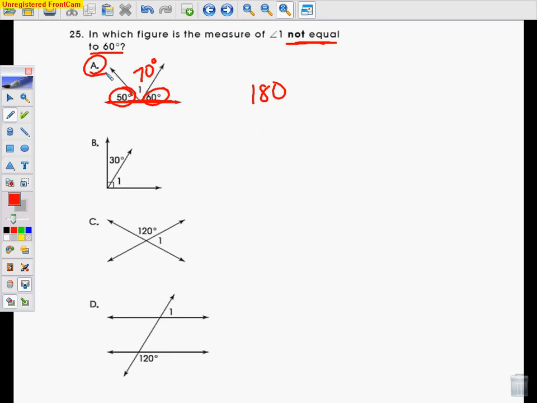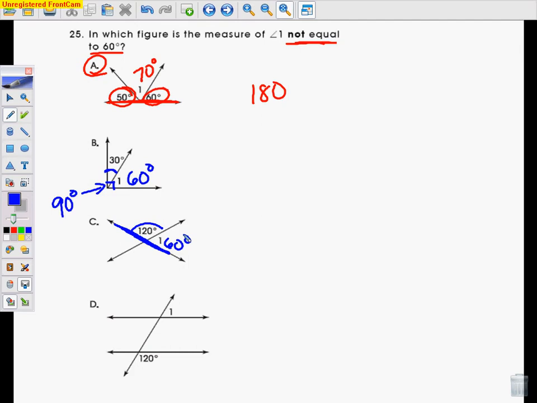So in part B, notice that we have this little box here. That means that this is 90 degrees. The total is 90 degrees. So we already have 30 here, so the rest of it has to be 60 degrees. So that one does equal 60. Here, once again, we have this line. And in any line, we have a total of 180 degrees. So already we have 120 here. So the rest of this has to be 60 degrees, because 120 plus 60 gives us that 180.